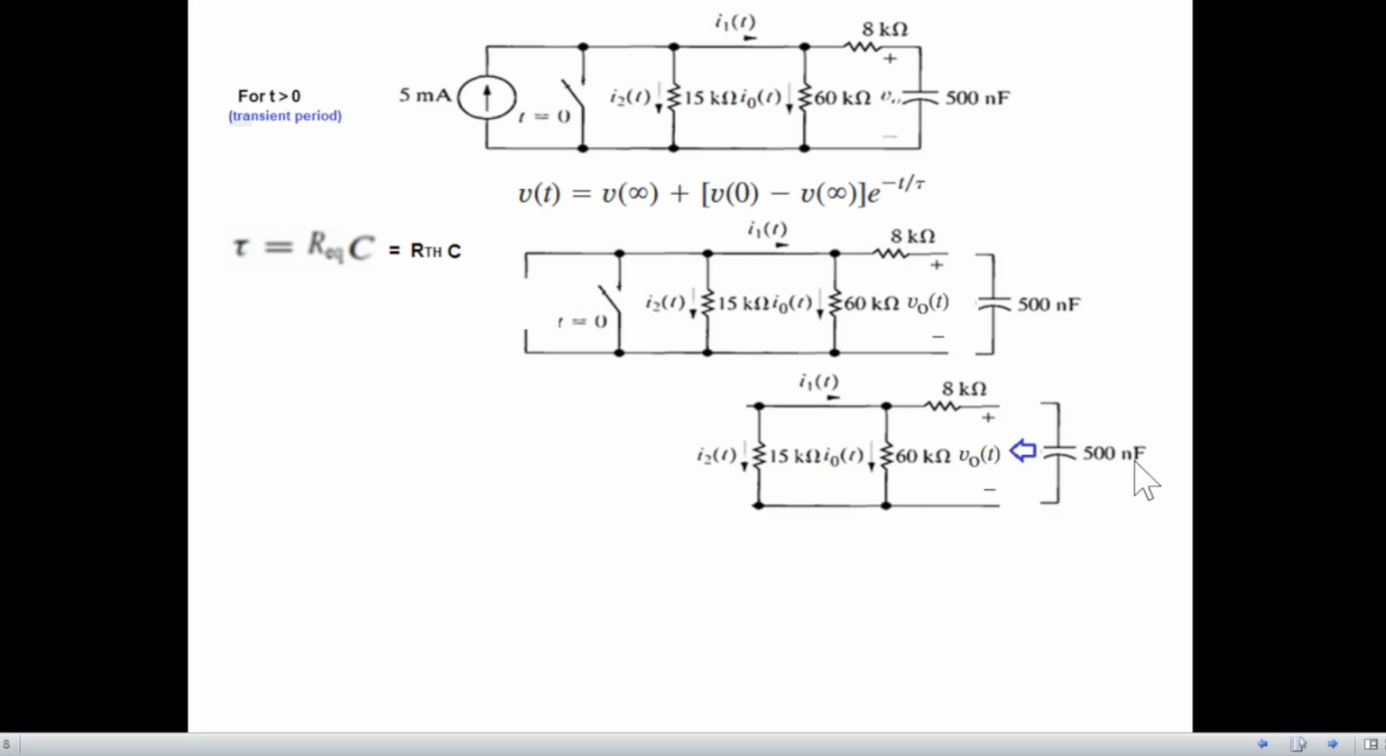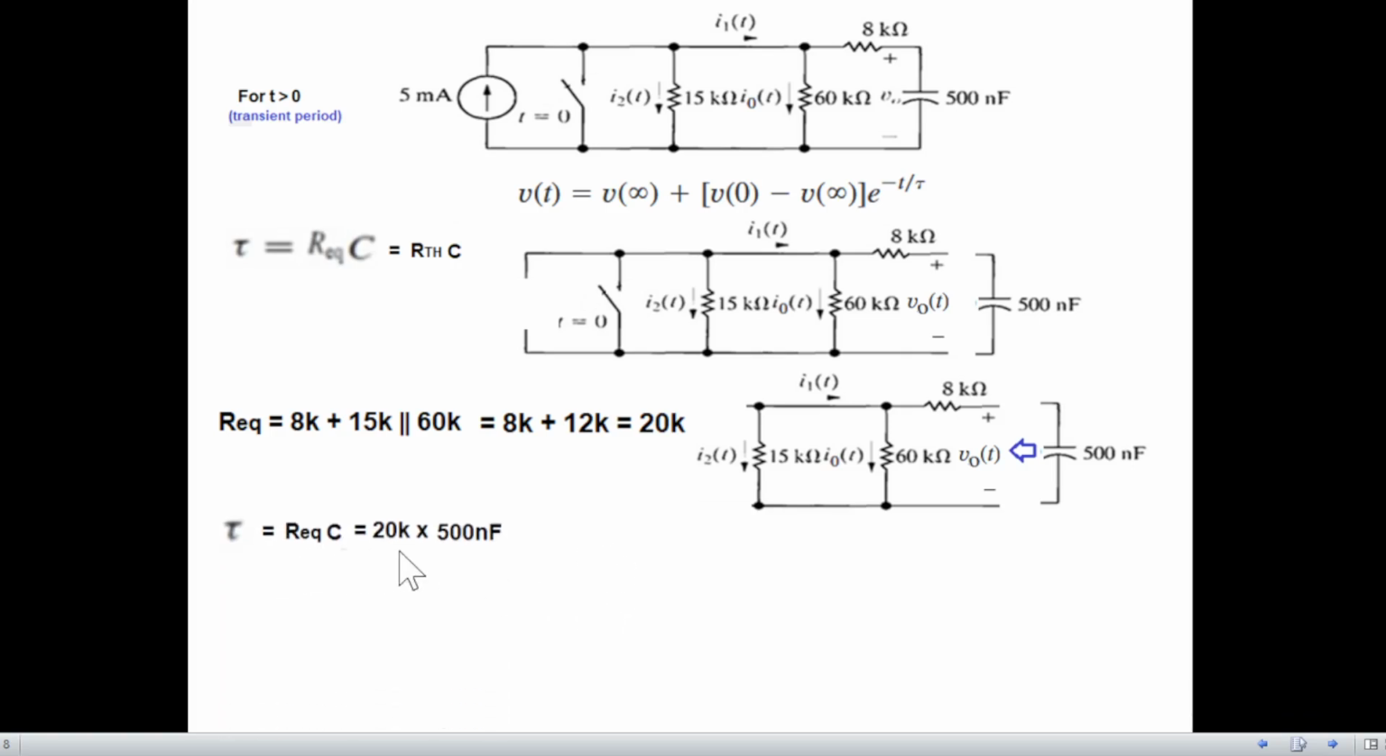And we look from the load side to find out the R equivalent. If you're looking from the load side, you can see these two are in parallel, in series with 8. So we can say that R equivalent is 8K plus the parallel of 15K and 60. And solving, this will be 8 plus 12, equal to 20K. So R equivalent is 20K. And now we can find tau.